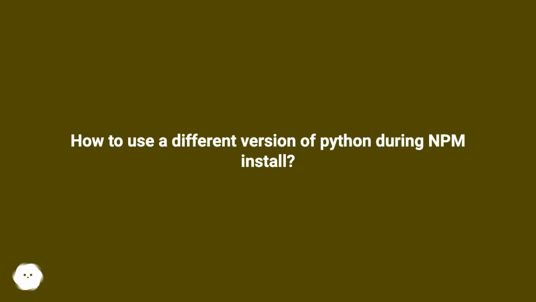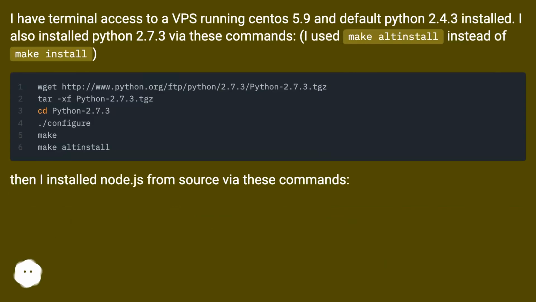How to use a different version of Python during NPM install. I have terminal access to a VPS running CentOS 5.9 and default Python 2.4.3 installed. I also installed Python 2.7.3 via these commands. I used make altinstall instead of make install.